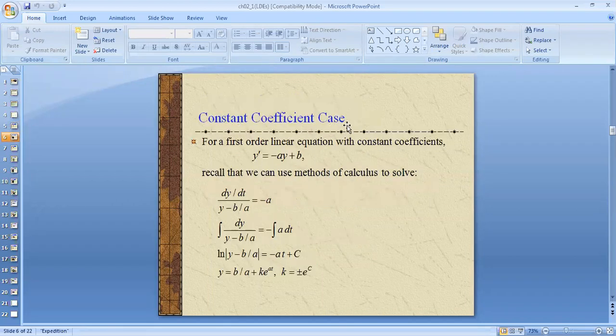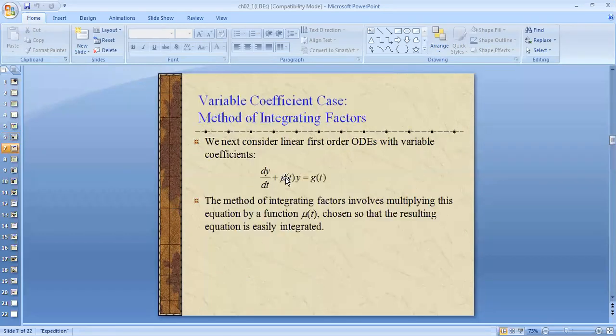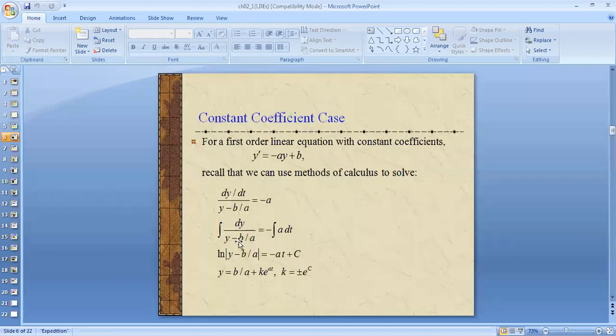For the constant coefficient case of the first order differential equation, there is only one derivative, which is why we can solve it with the variable separable method. Here y dash means dy/dt. If we take out minus a as a common factor, we can write y minus b/a. Then y dash equals minus a times (y minus b/a), just by the variable separable method. Then dy is divided by this and dt by this. The integral of 1/x is ln x, where x here is y minus b/a.